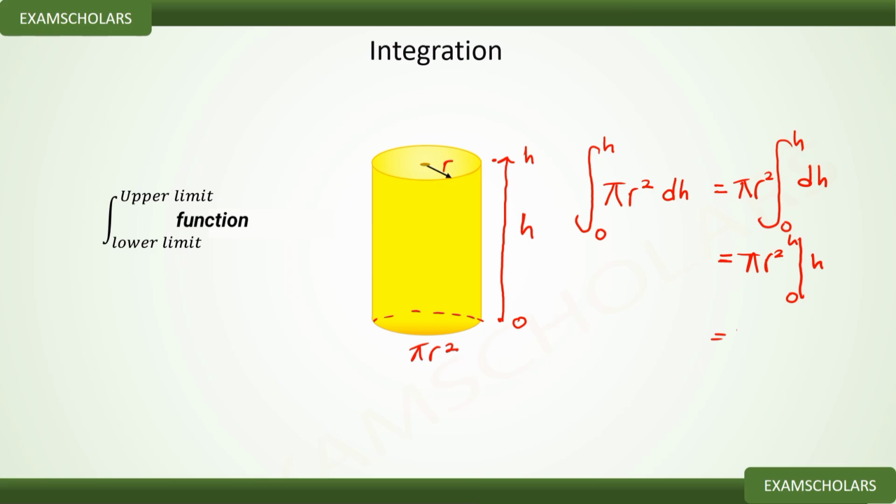At the end of the day, you have pi r squared h minus, when you insert the value of the limit, pi r squared multiplied by 0. So you just insert h here and you insert 0 here. You subtract. When you do this, you get pi r squared h. Now, this is the conceptual knowledge of integration.